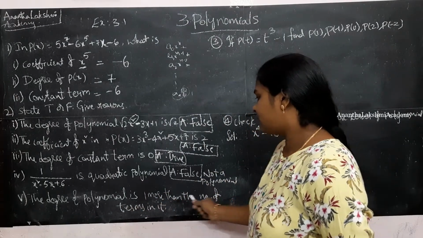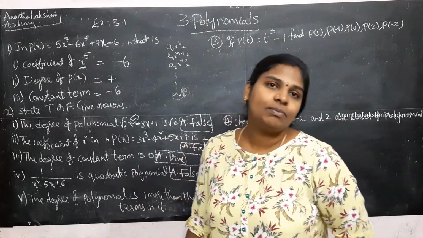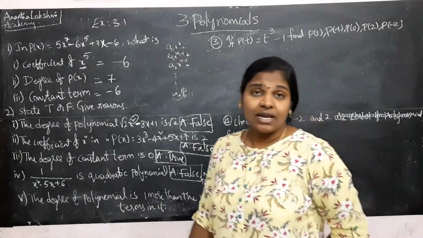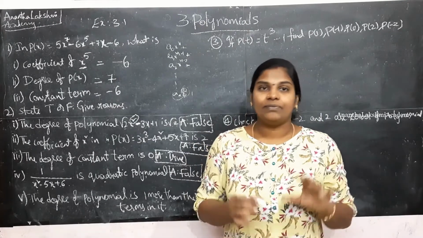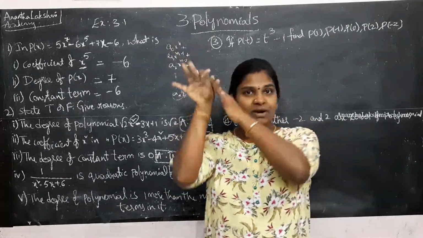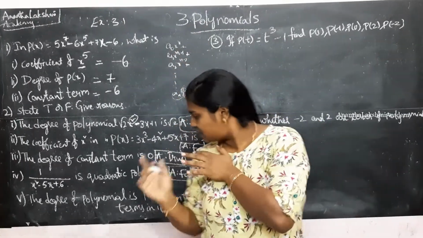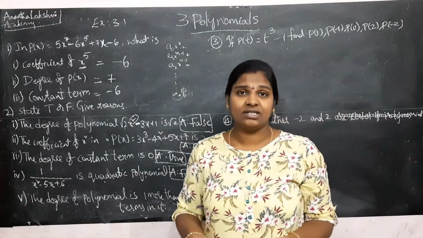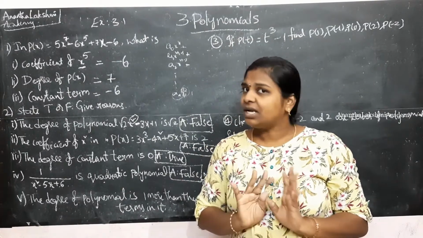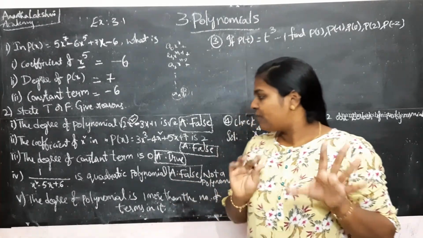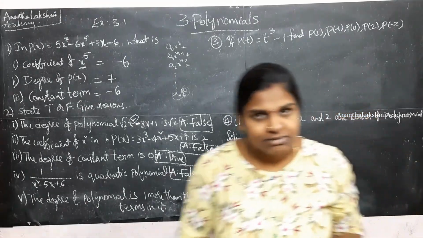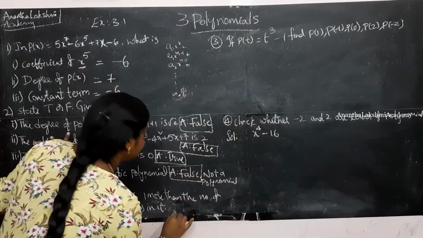Next, the last bit, the degree of a polynomial is 1 more than the number of terms in it. Degree of a polynomial and number of terms. When we are learning the concept, the degree is nothing but the highest power of x. That is what we have learned. Now he is telling us this is in relation with the number of terms in it. Did we find any relation with that? No. Nowhere is the degree related to the number of terms in the polynomial. Hence this statement is also false.